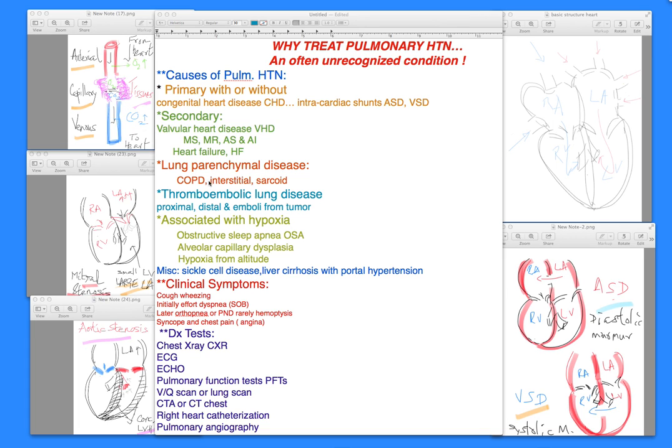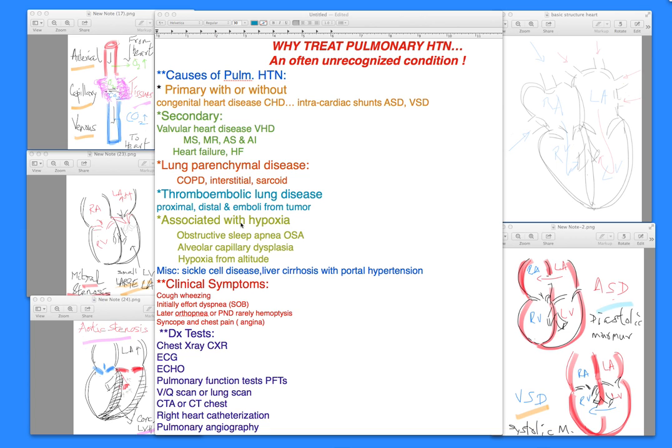Lung parenchymal disease, for instance COPD, interstitial disease, and sarcoid, excuse me, will have similar presentations, because the resistance through the pulmonary venous areas, the pulmonary veins, will be increased, and as a result the arterial bed and the capillary bed will eventually have a transmission of that higher pressure across the system. And similarly, mitral stenosis and mitral regurgitation normally cause pulmonary venous pressure elevations first, and then there will be pulmonary arterial hypertension as well.